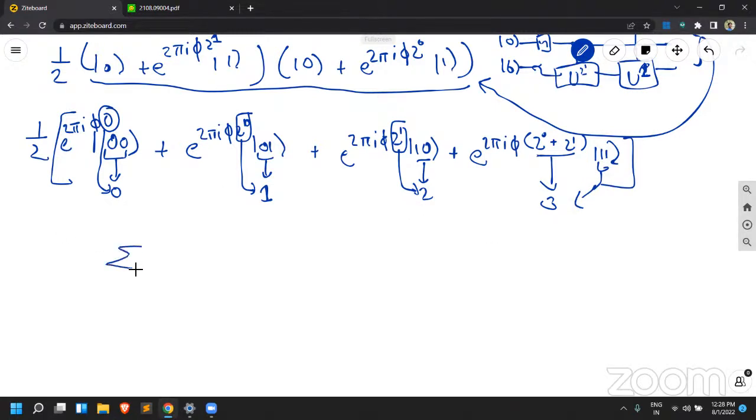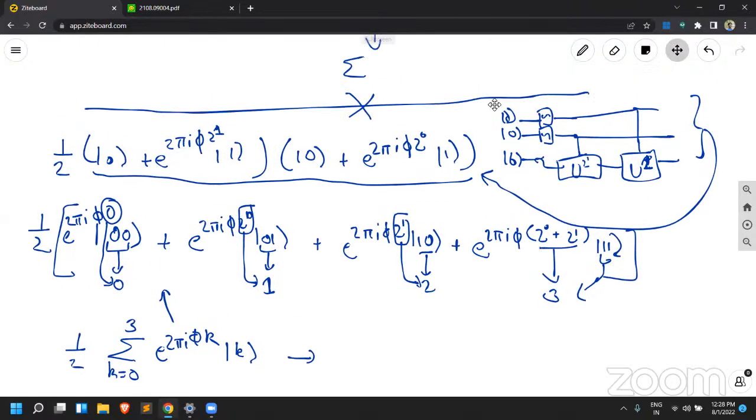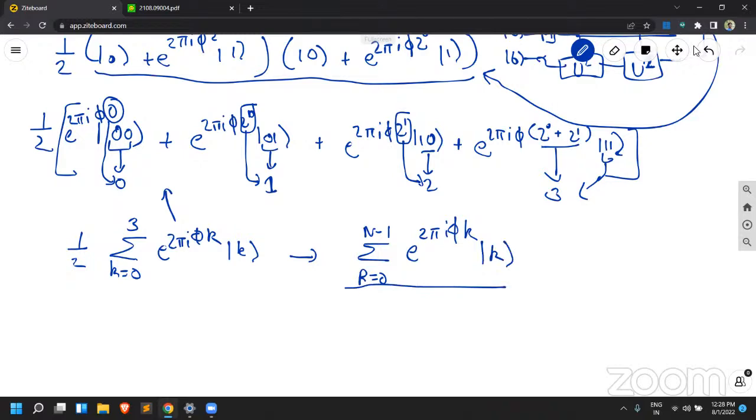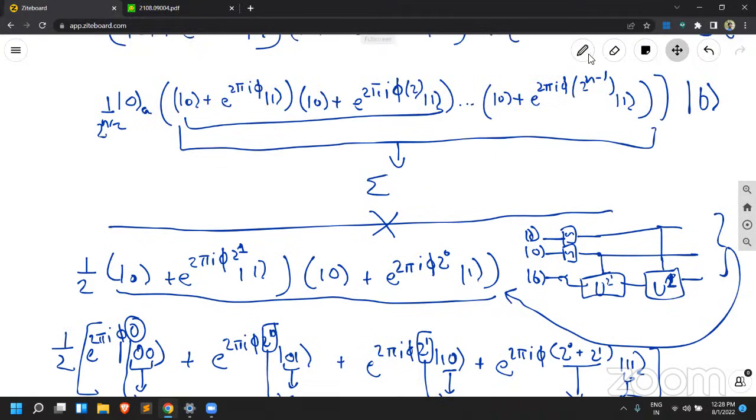So basically, we can just write it as summation, let's say k equal to 0 to 3, e to the power 2 pi iota phi times k, and k over here. So if you open the summation, you are going to get this, and you have 1 by 2 factor over here. Okay, so you can just further generalize. What I have taken here are only two qubits, but if you have n number of qubits, you can generalize it such that your summation would be k equal to 0 to n minus 1 and e to the power 2 pi iota phi k. So this is what we have in this part of the state after applying the phase kickbacks.